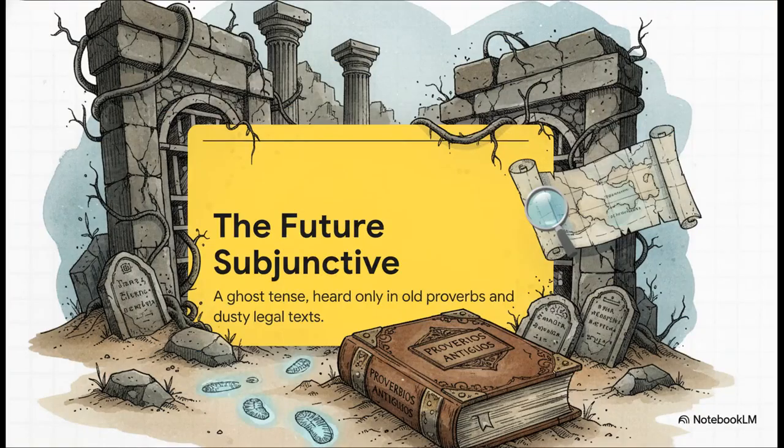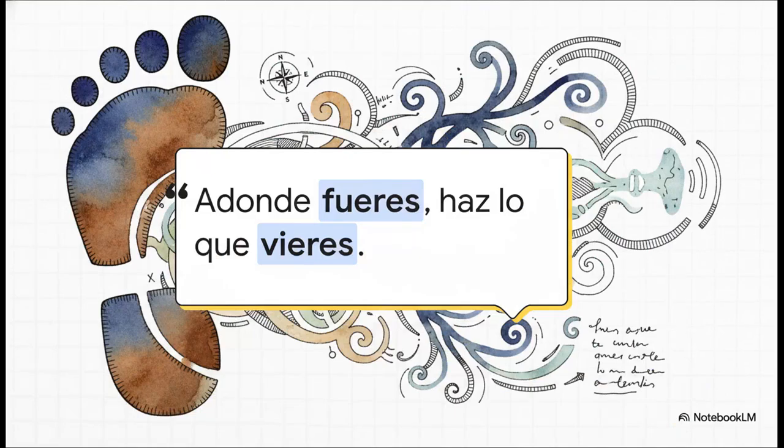It's called the future subjunctive. It's this beautiful, almost archaic tense that has all but vanished from modern Spanish. You are not going to hear it in a conversation. You'll only find its footprints in old legal documents or ancient proverbs, kind of like a linguistic fossil. Here's one of those footprints right here. A donde fueres. That word, fueres, that's future subjunctive. It translates to something like, wherever you might happen to go in the future. It's just this beautiful echo from a completely different time, a different way of speaking.